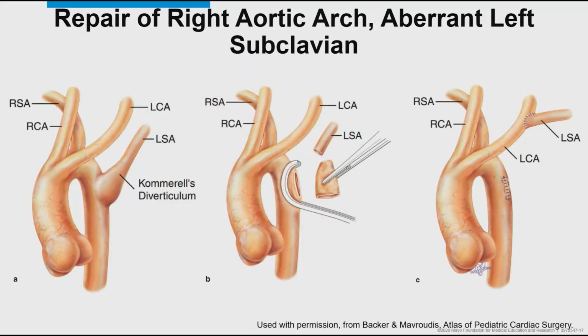And then I just wanted to show this is also how the repair is done. So again, this is a right arch, aberrant left, you can see the Kommerell. So we move the subclavian to the carotid. This is an operation we do quite frequently. You are working on the carotid. We've never had any neuro events or anything like that. And this makes sure that the area behind the esophagus and behind the trachea is widely patent.